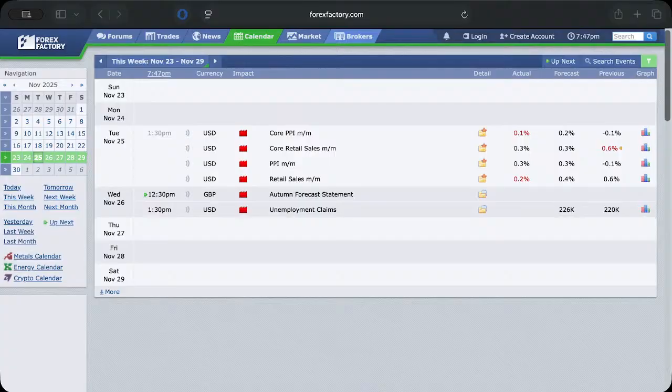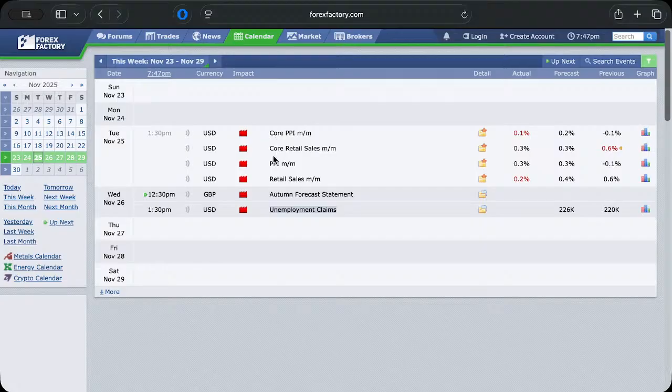Okay, so let's jump onto Forex Factory. Today is Wednesday. There is high impact news: that's unemployment claims at 1:30, and that is all the news we will have today.